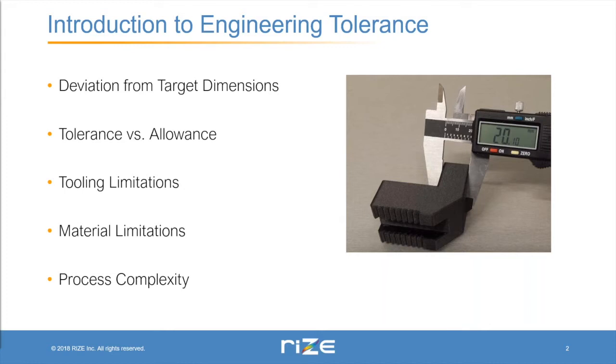Oftentimes, certain manufacturing processes are very effective at producing certain types of geometry and less effective at producing other types. So the more complex the part is, the more likely it is that a given manufacturing process will struggle to hit a precise tolerance.